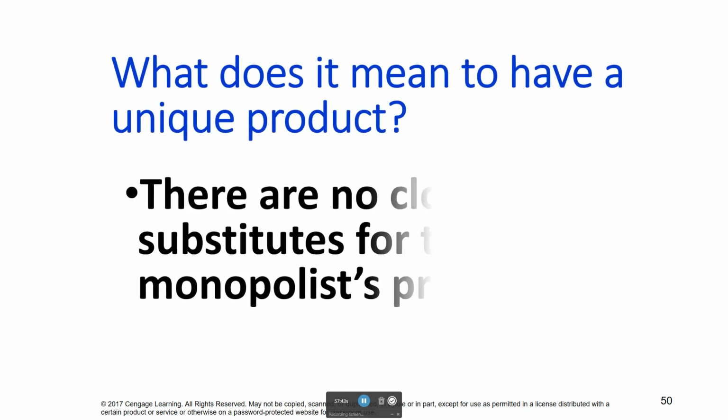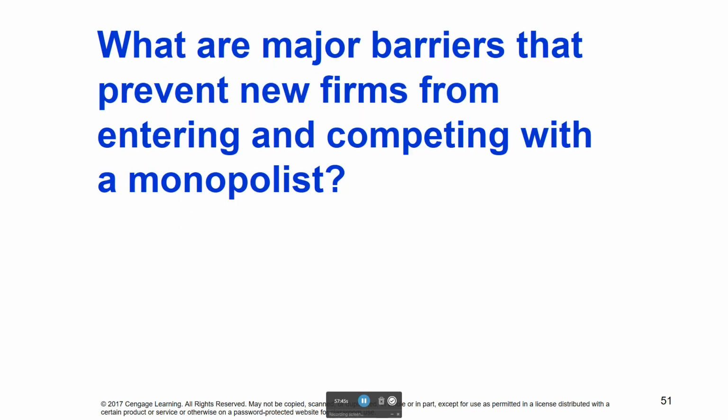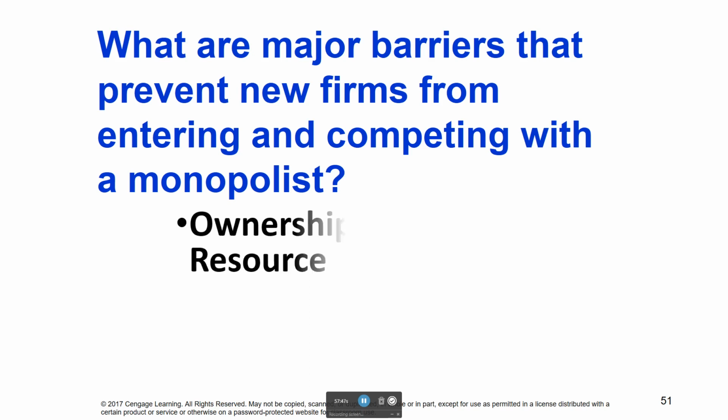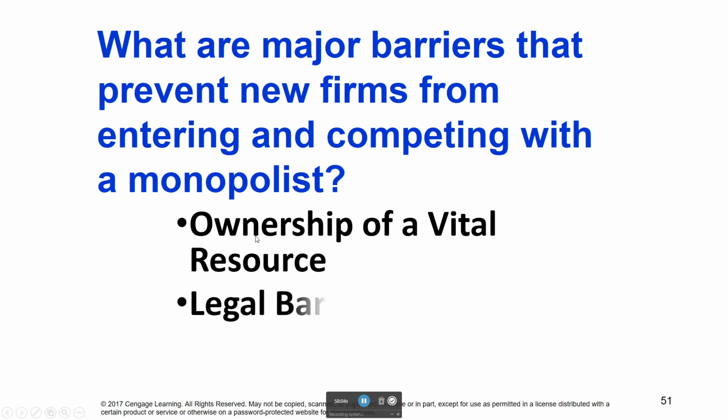Okay. The unique products, there's no close substitutes. Okay. Barriers to entry, ownership of a vital resource. This has almost never happened. The book points to Alcoa, which was an American aluminum company, and they had a large control of bauxite, but not all of it. Okay, a legal barrier to entry. Here's where the government says no one else can produce this good.